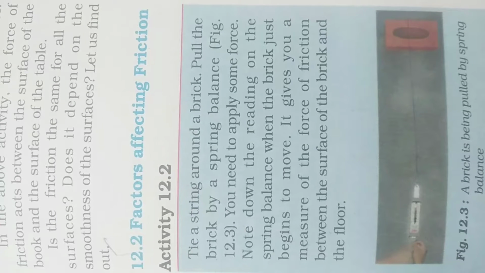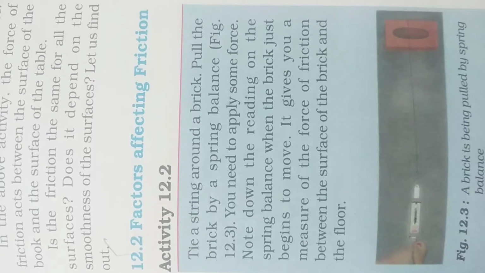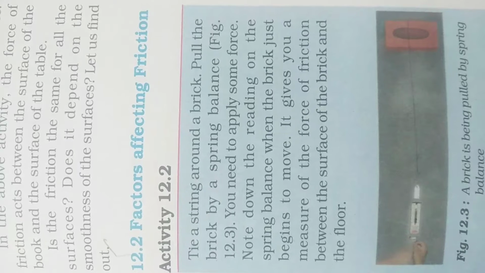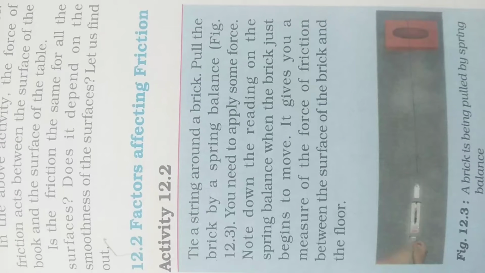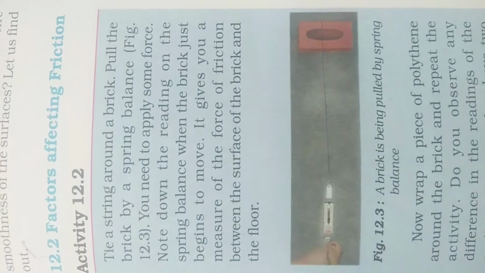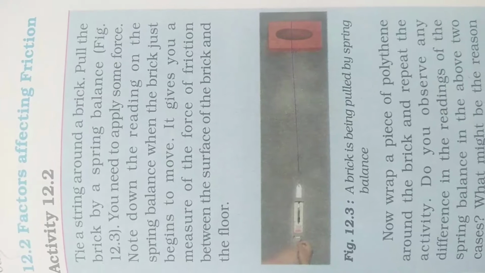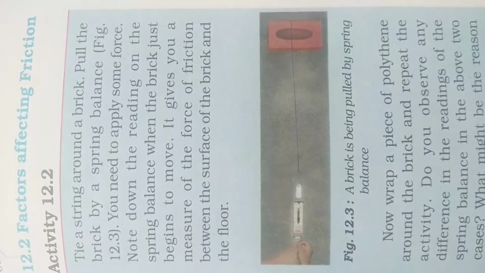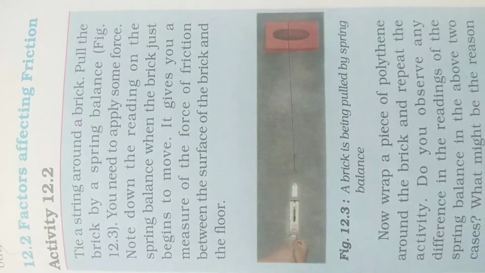figure. You need to apply some force. Note down the reading on the spring balance. When the brick just begins to move, it gives you a measure of force of friction between the surface of the brick and the floor. Before we studied about the surface also, that different types of surfaces are there and different frictions can occur, maybe slow, maybe fast. Many frictions can be shown by the difference of surface.